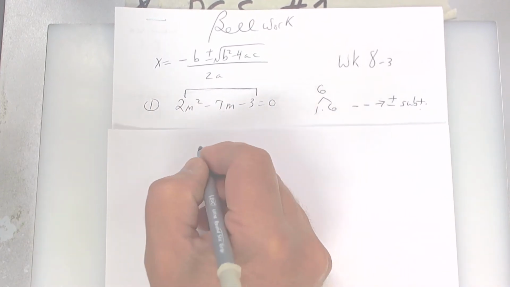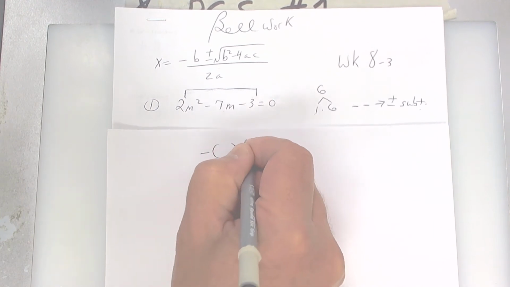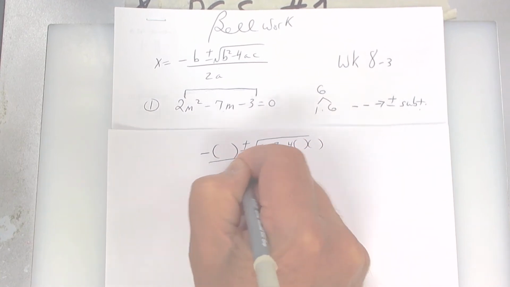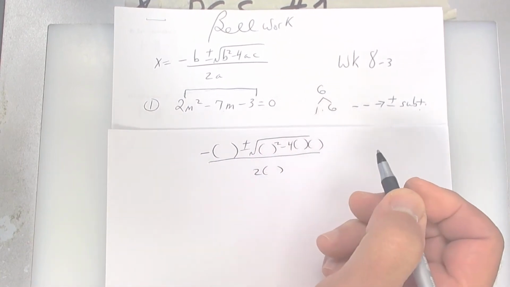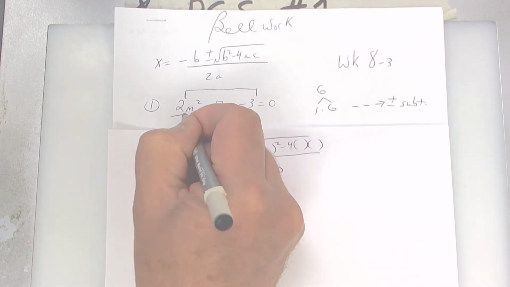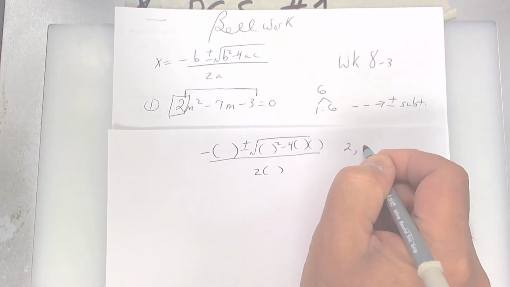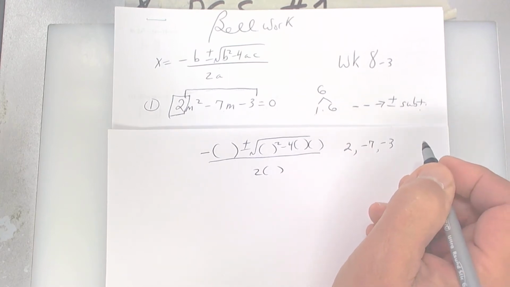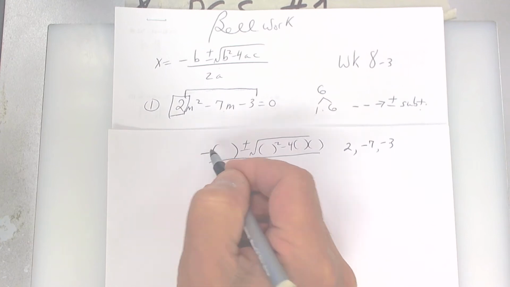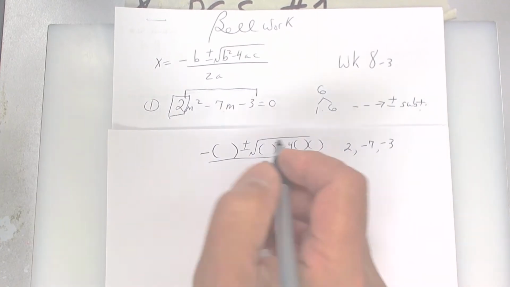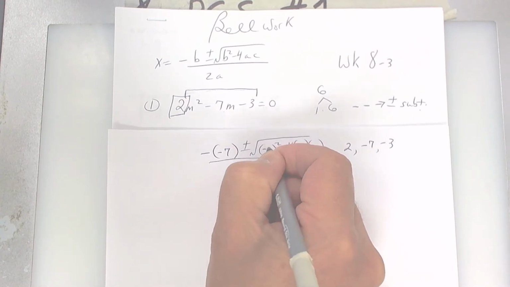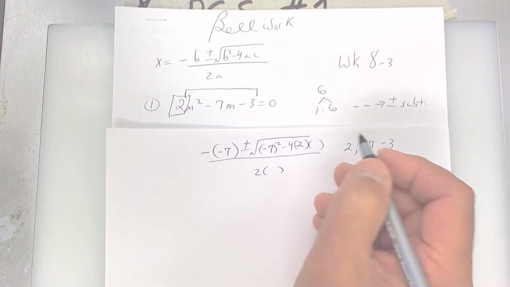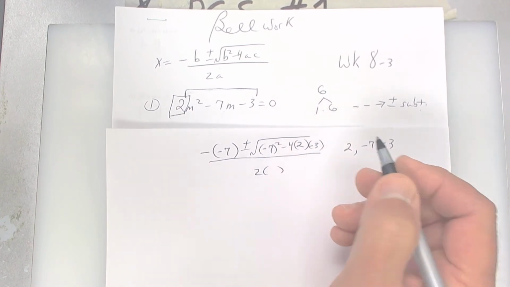What I want you to do always is to put parentheses like this. And then substitute. Well, you got to identify your A, 2, your B is -7, and your C is -3. So it's going to be negative B, and you already have a negative in the formula, but the number has a negative, so that's going to be a double negative. Minus 4 times A times C, all divided by 2 times A.